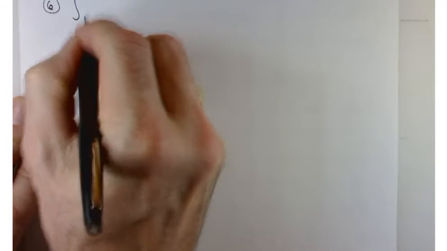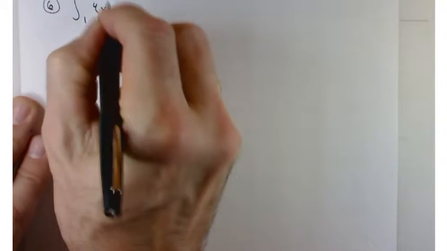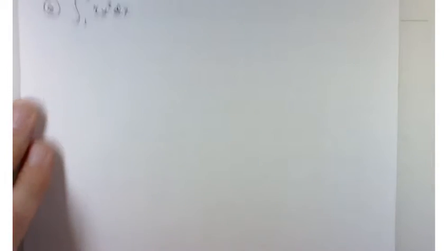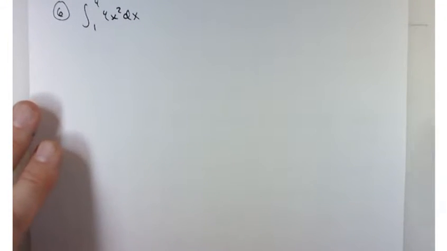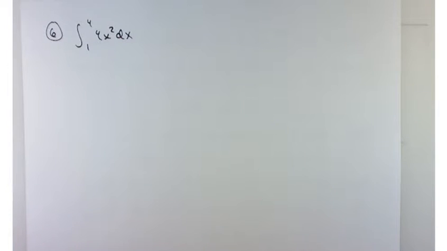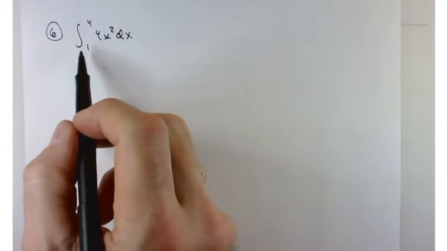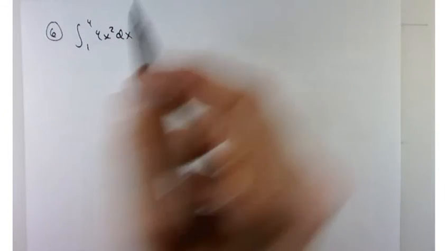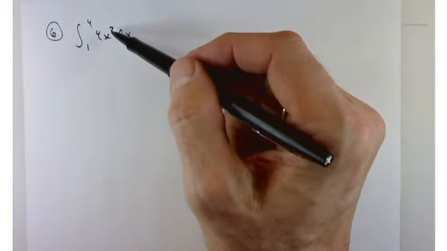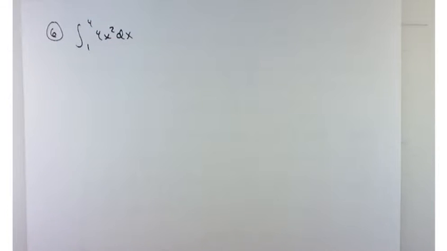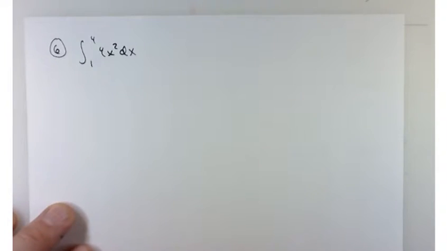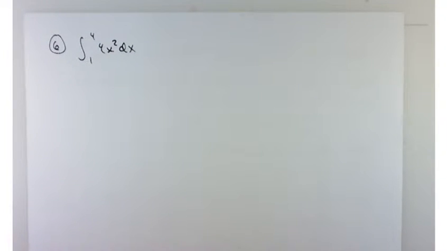The integral from 1 to 4 of 4x squared dx. So this is another area problem. Essentially it's finding the area between 1 and 4 on the x-axis, under this curve, and above the x-axis. So right now the only way we know how to do that is through that limit process. That really tedious, long, super fun limit process.